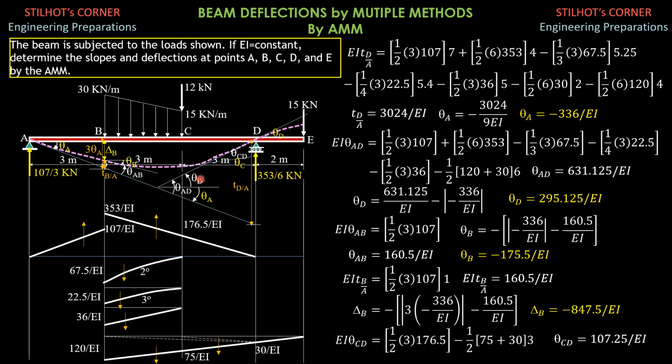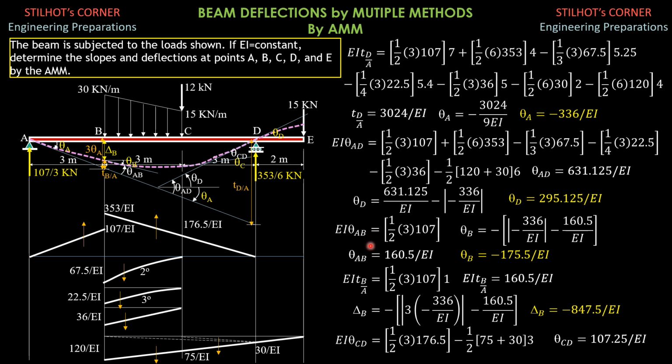So solving now theta D, it is theta AD, 61.125 over EI, minus absolute value of theta A, which is negative 336 over EI. So 61.125 minus 336 is equal to 295.125 over EI, just like in the preceding method.